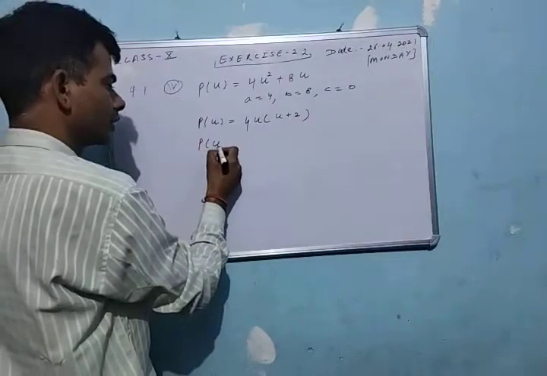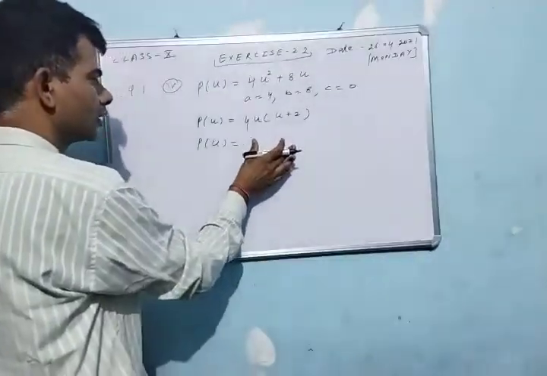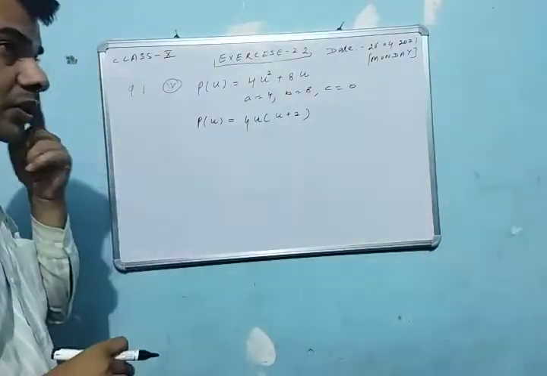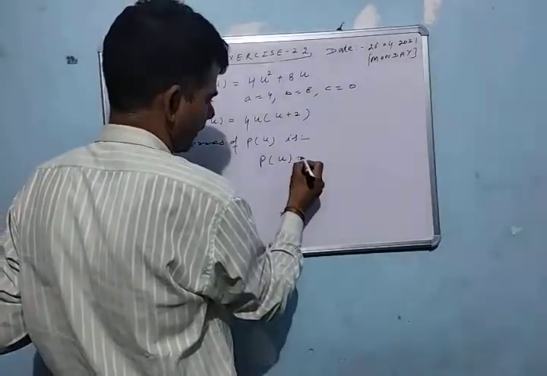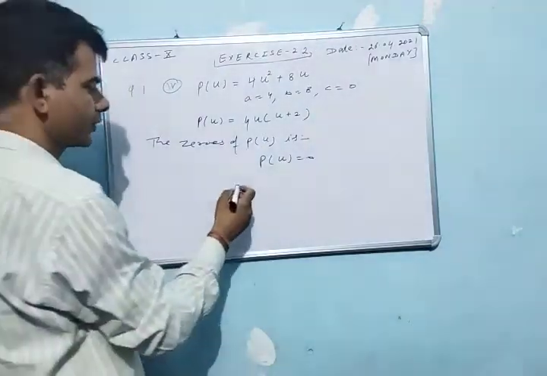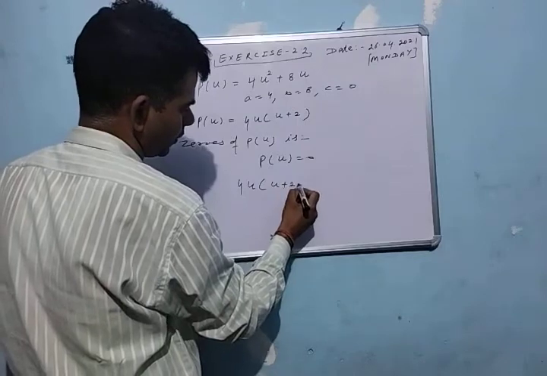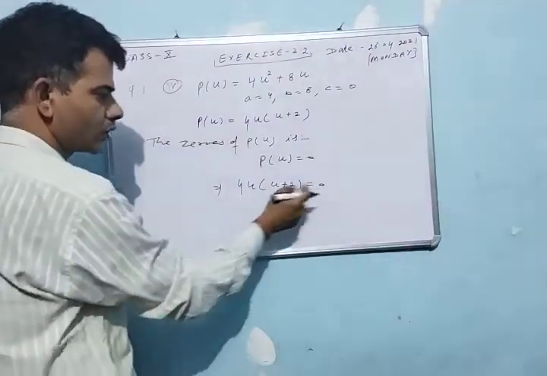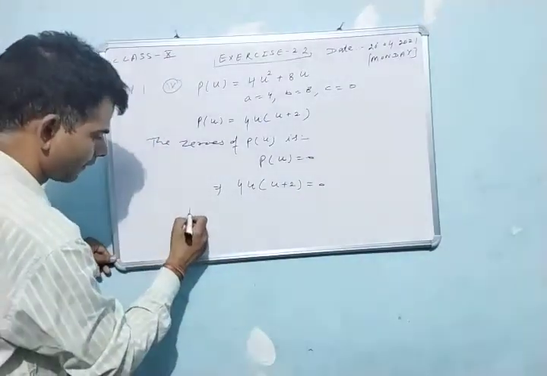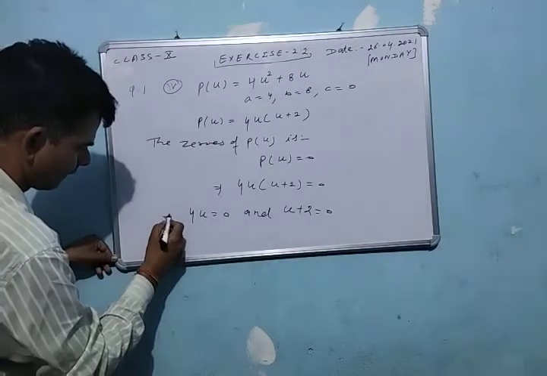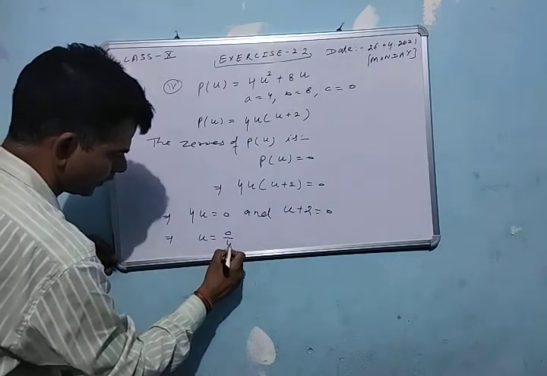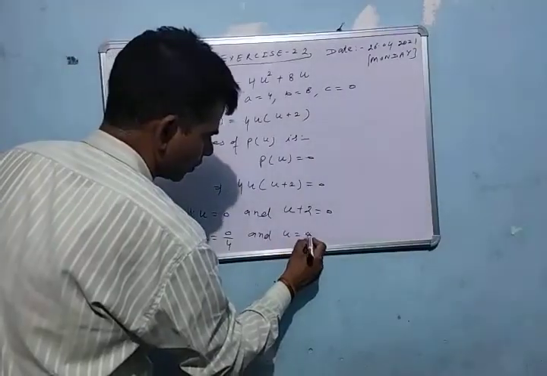Now student, for zeros, P of u is equal to 0. The zeros of P of u. P of u is 4u bracket u plus 2 equal to 0. Now students, 4u is equal to 0 as well as u plus 2 is also equal to 0. Now students, u is equal to 0 by 4 and u is equal to 0 minus 2.